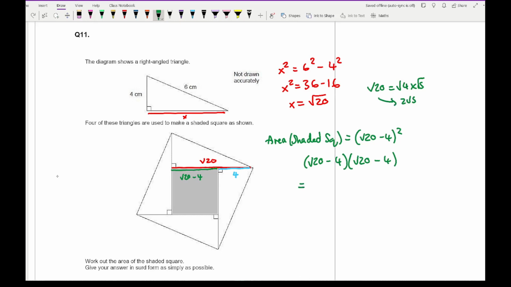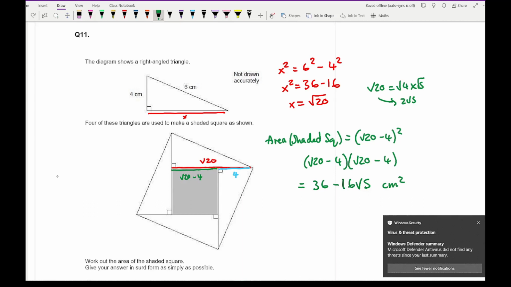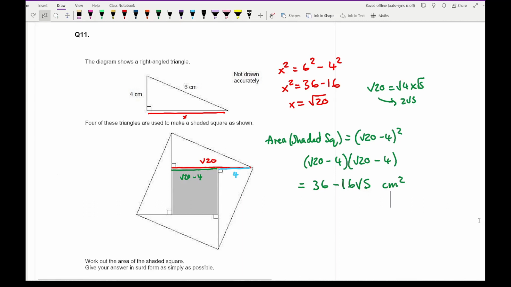And if you type that all into your calculator, then you should get 36 minus 16 root 5, and that's centimeter squared. Now, one thing you could do is you could factorize it with respect to 4. So here I've got 4, and it's going to be 9 minus 4 root 5 centimeter squared. But again, not necessary. I'll probably leave my answer as 36 minus 16 root 5.